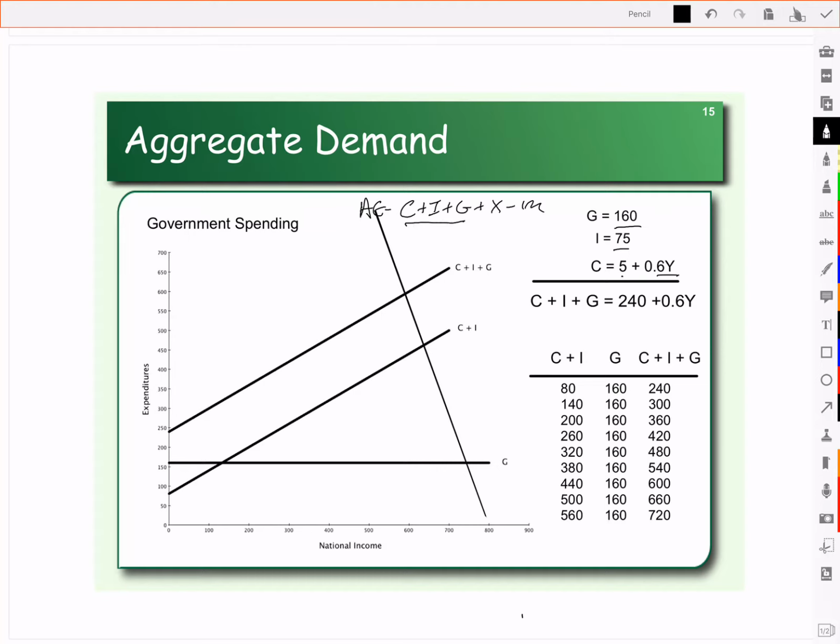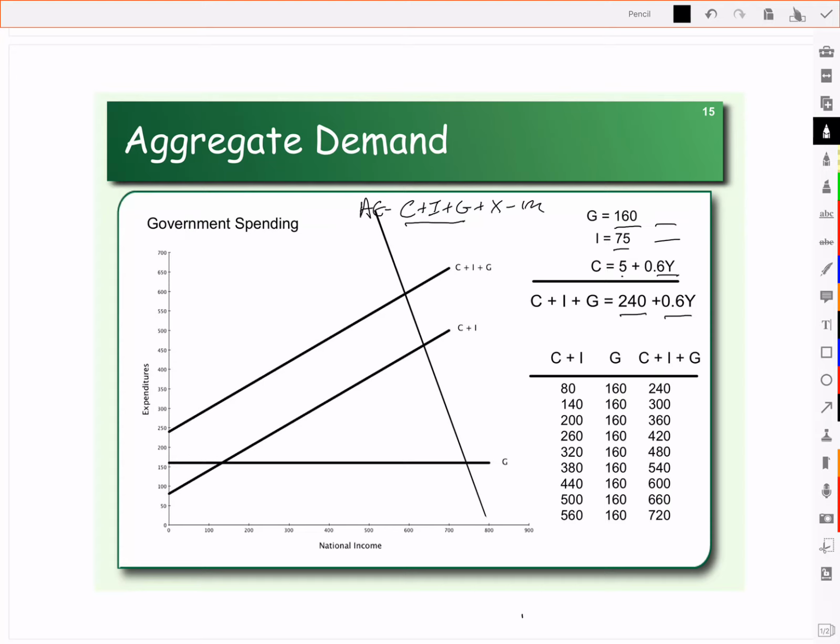And to add C plus I plus G, we take the 160, the 75, and the 5. These are the numbers that do not contain Y, and we add them together. And we get total autonomous spending of $240. Then we add all of the numbers that contain a Y in them. And the only one of these three formulas that has a Y is the consumption spending with the 0.6Y. So C plus I plus G is 240 plus 0.6Y.